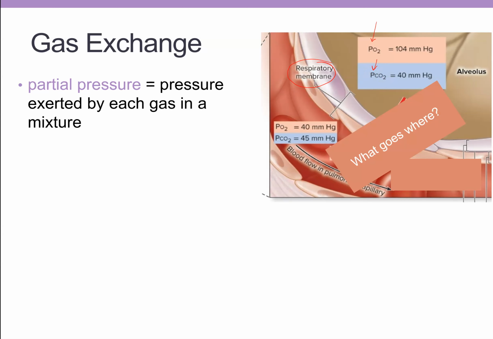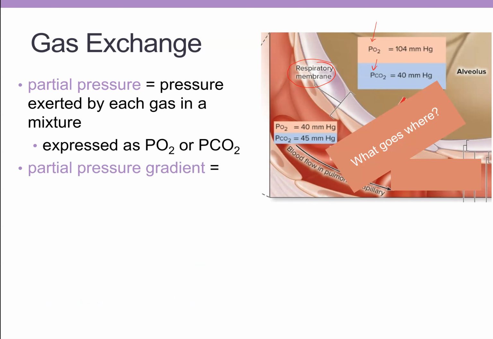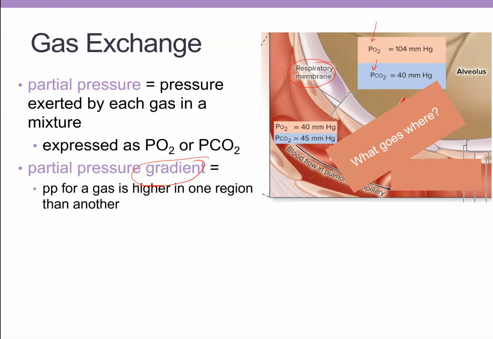So they're going to be different numbers, and you can see that they're different in this box here and in these boxes over here. So that's your PO2 and PCO2, just partial pressures. And then you have the partial pressure gradient, which I talked about a tiny bit already, and that's going to be the partial pressure for a gas is going to be higher in one area than it is in another. That's just a definition of a gradient, that there's a difference. It's higher in one place than it is in another.